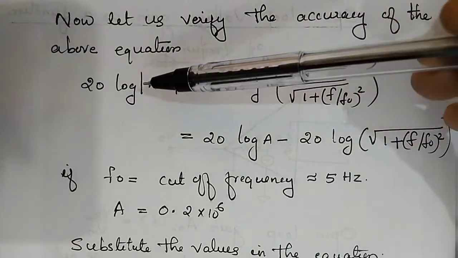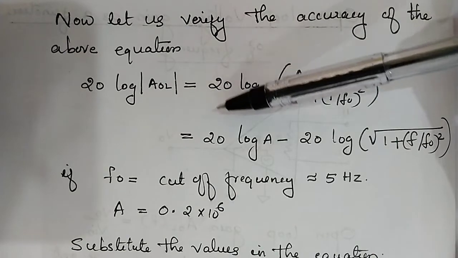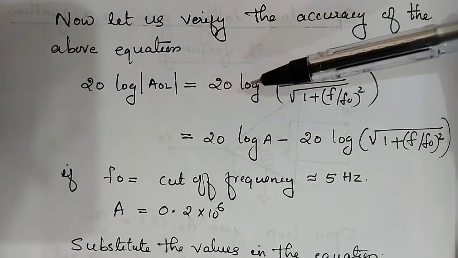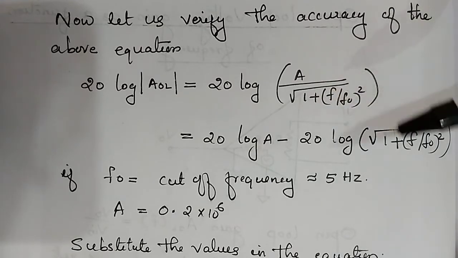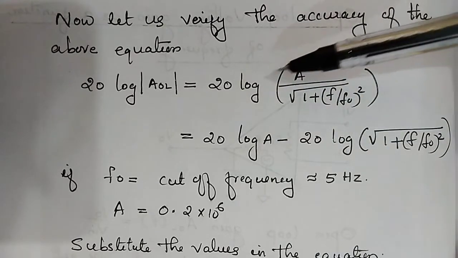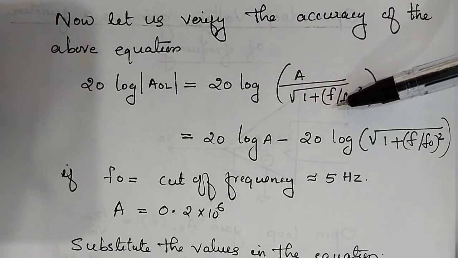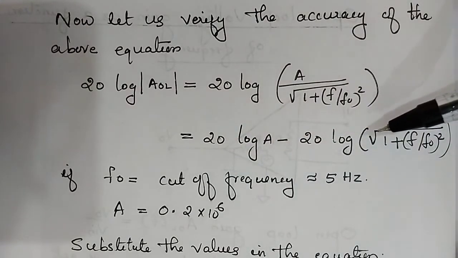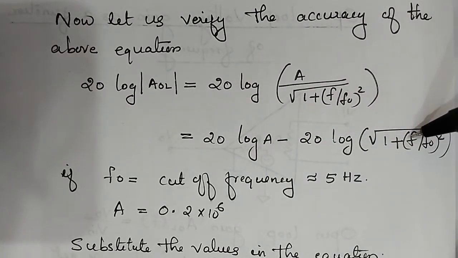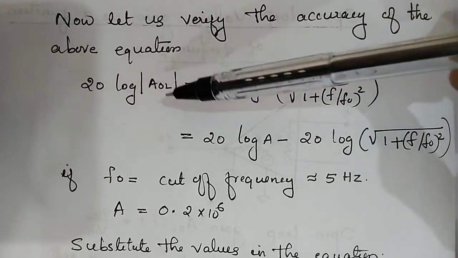Then 20 log of modulus of AOL, which is equal to, we multiply 20 log in the RHS: 20 log of A by root of 1 plus (F by F0) the whole square. And this is of the form log A by B, that is log A minus log B. So, we can write it as 20 log A minus 20 log of root of 1 plus (F by F0) the whole square. 20 log AOL means the gain in dB.